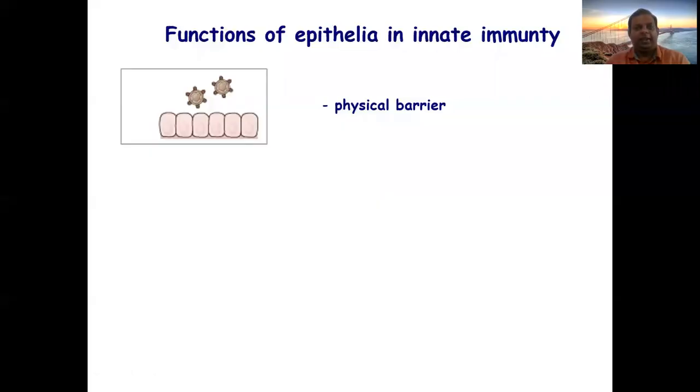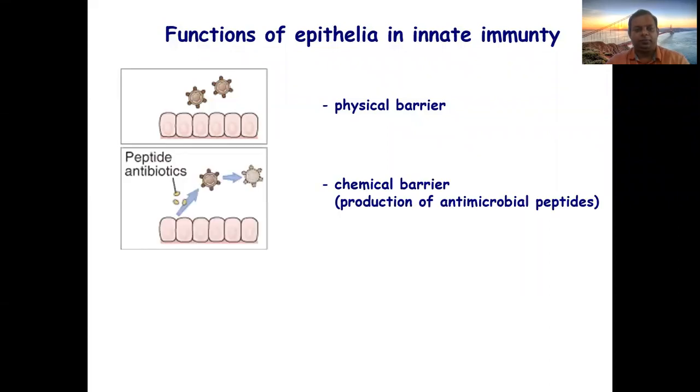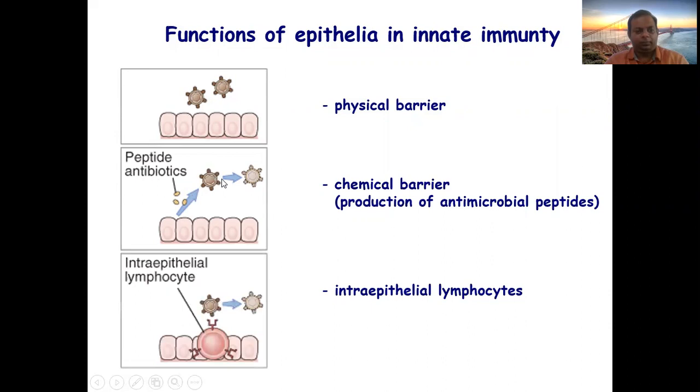So functional epithelia in innate immunity. It's a physical barrier. So it has physical means of barrier as well as it secretes different antimicrobial peptides. So it acts as a chemical barrier as well. So you can see peptide antibiotics act against these invading pathogens. Then in the epithelia, there are intraepithelial lymphocytes. They also have antigen recognition and function later on. And it includes, most importantly, normal flora as well.